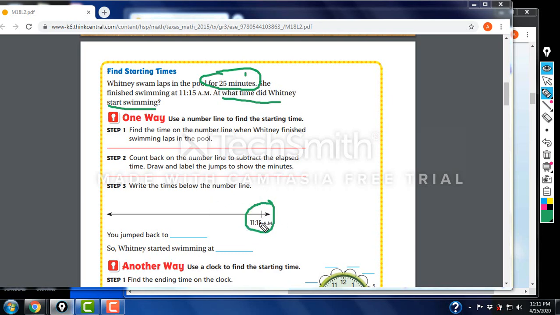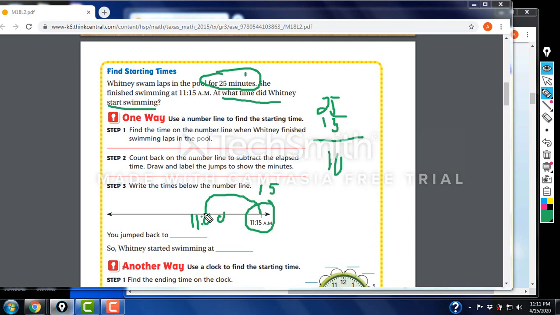So if I start at 11:15 and I count back, I want to go to 11 o'clock. So if I go back 15, I'm at 11 o'clock. Right? And that's 15 minutes. So that's this jump right here. 15 minutes, and then I'm back at 11 o'clock. If I subtract 15 from 25, because I already went back 15 minutes, I'm left with what? I still have 10 more minutes to count backwards.